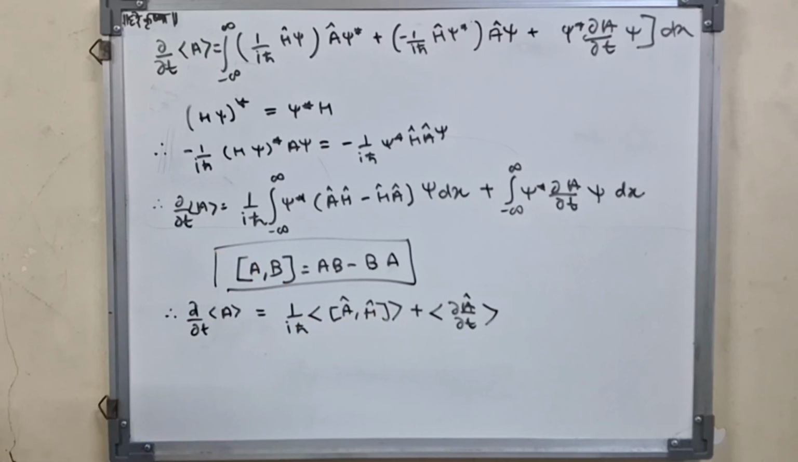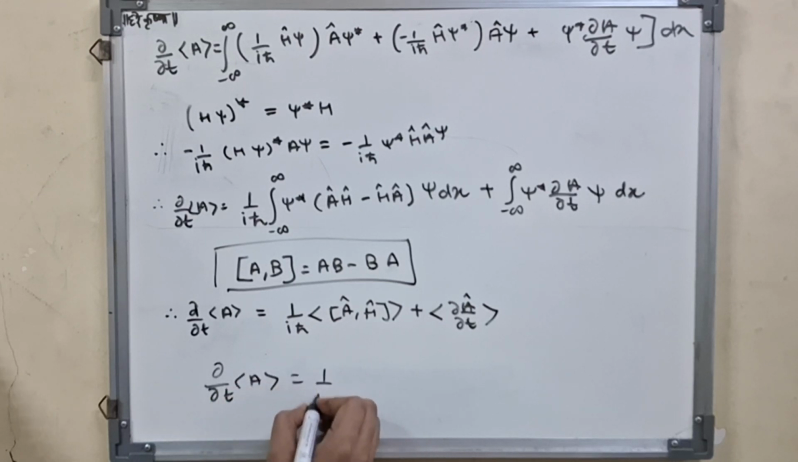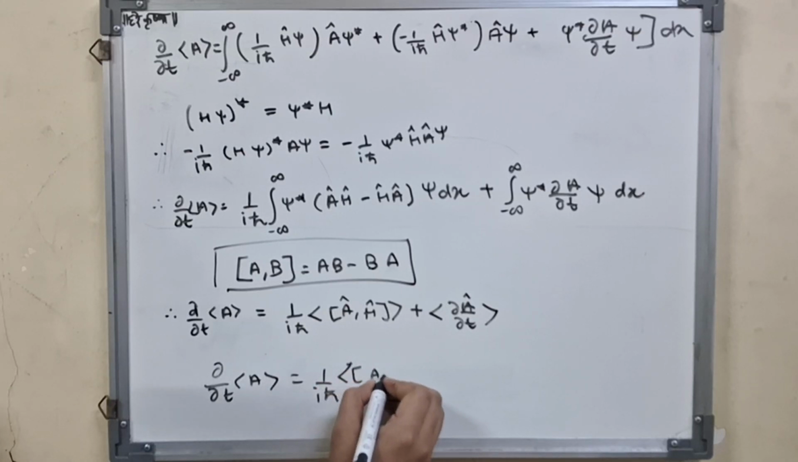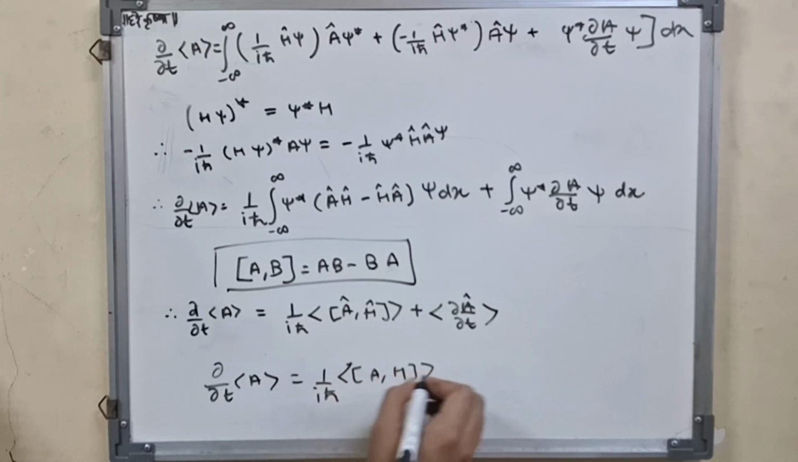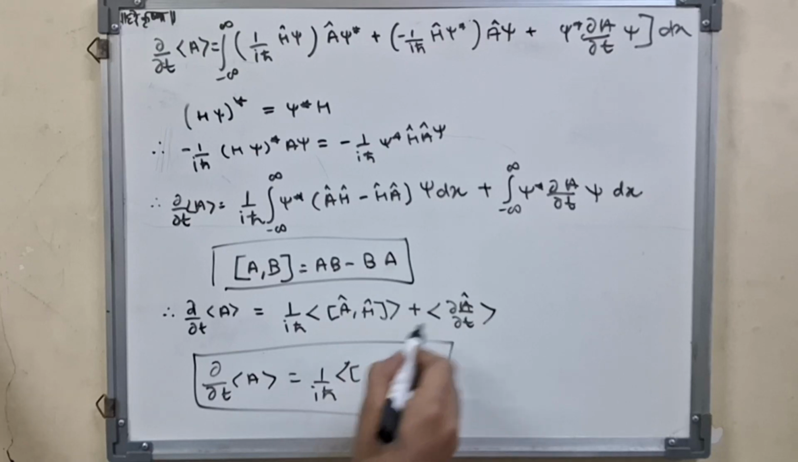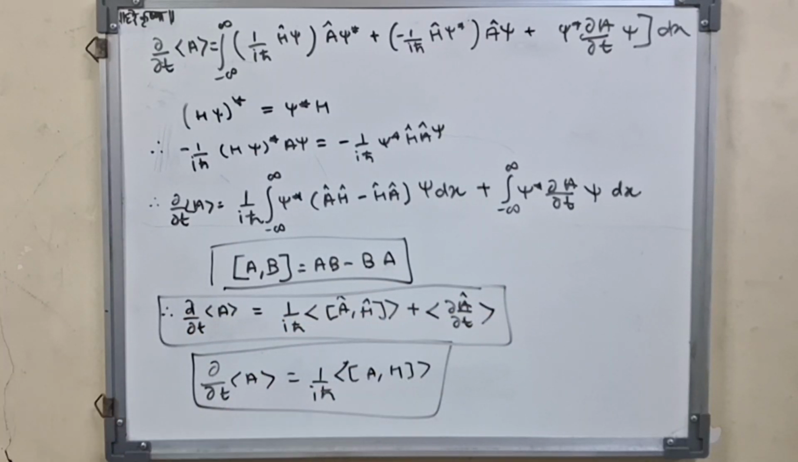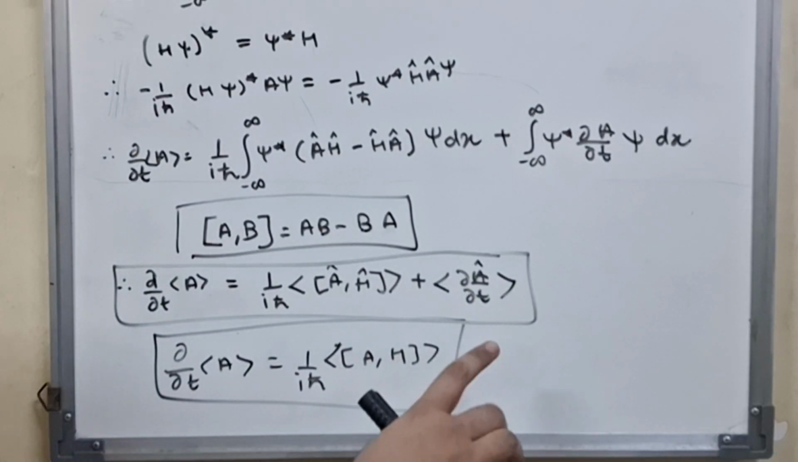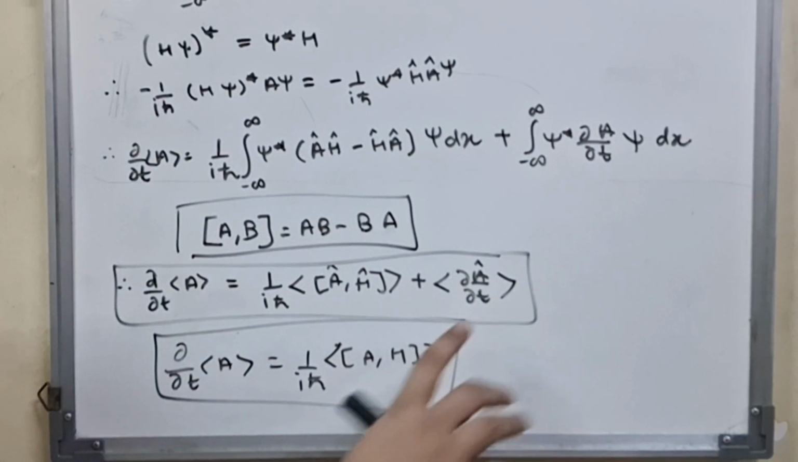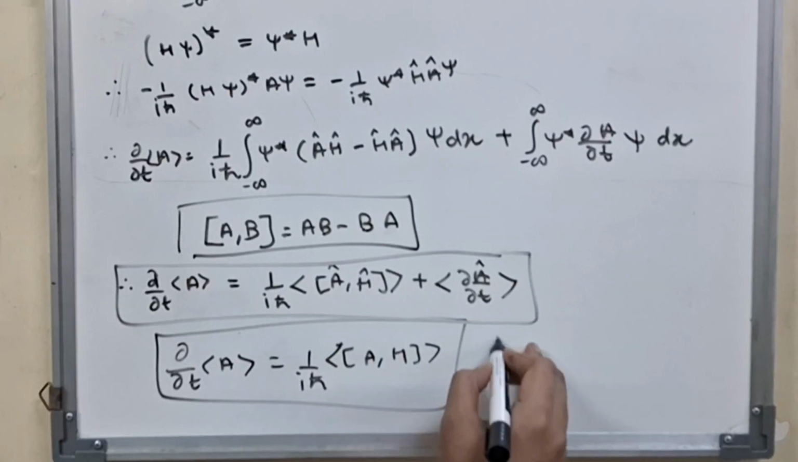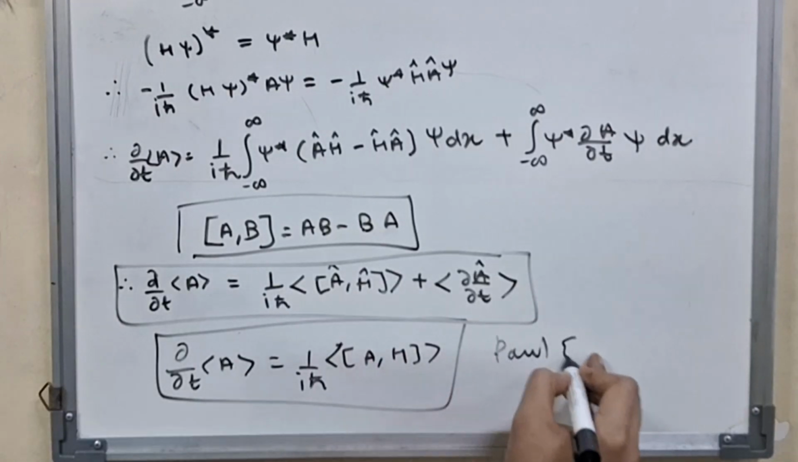So this is our final form of the equation: ∂/∂t of A equals 1 upon iħ [A, H]. This is also valid, and this is also valid. Why? Because if our A does not explicitly depend on t, we can write the equation like this. This is also called the Ehrenfest theorem, after Paul Ehrenfest.